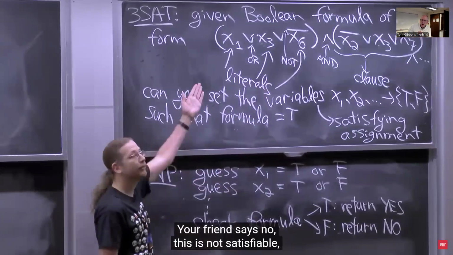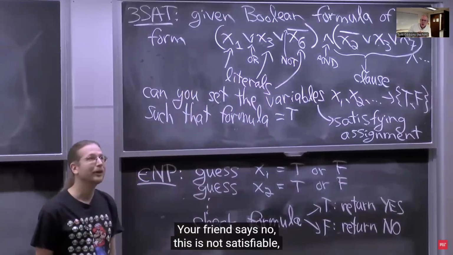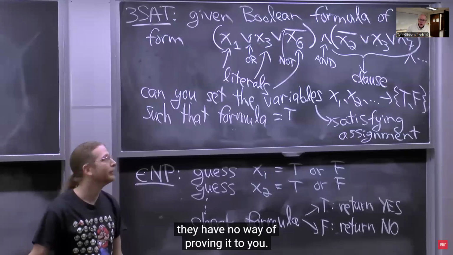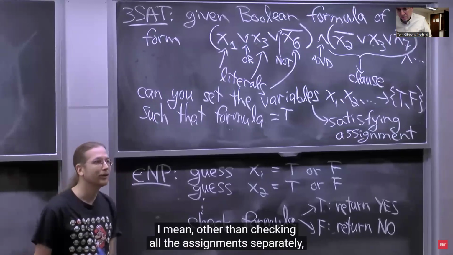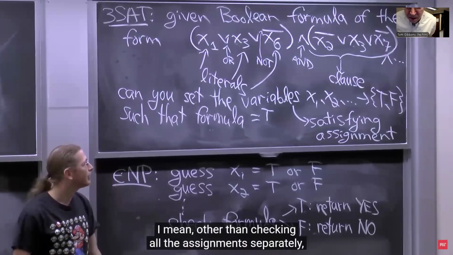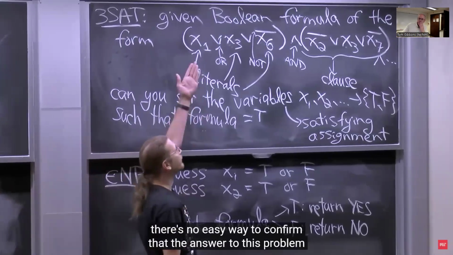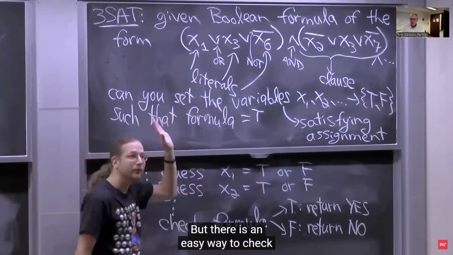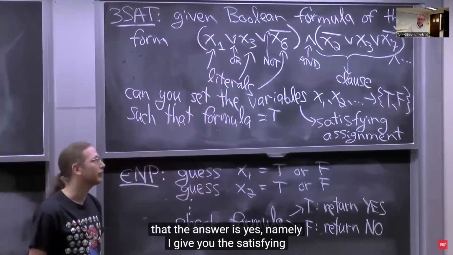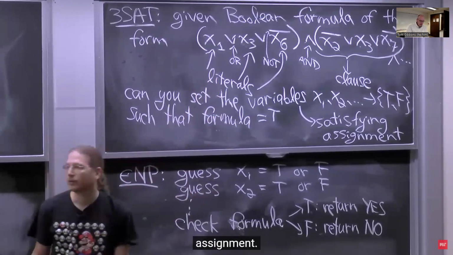Your friend says, no, this is not satisfiable. They have no way of proving it to you, right? Other than checking all the assignments separately, which would take exponential time, there's no easy way to confirm that the answer to the problem is no. But there is an easy way to check the answer is yes, and then give you the satisfying assignment.